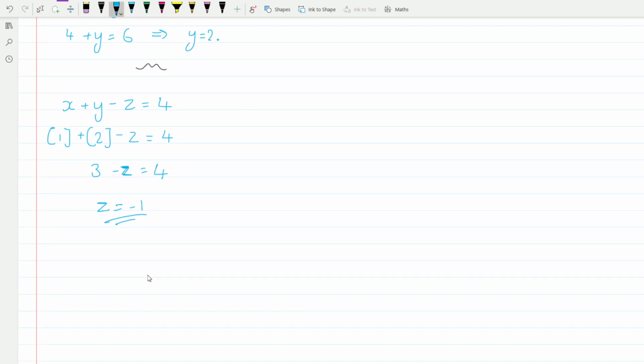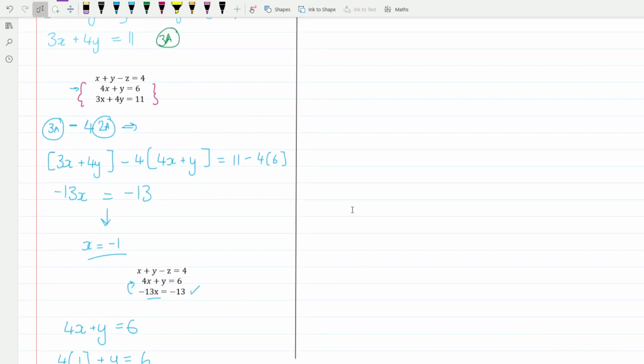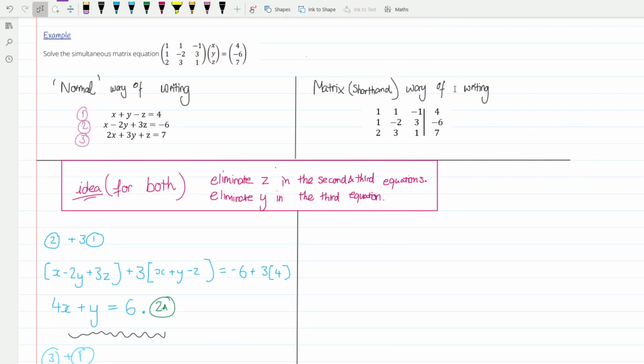So then I have the solutions. X, y, z should be equal to 1, 2, and minus 1. Cool. Now, if I do something similar, but write it with this shorthand, you might find it's a little bit easier to follow. So let's just try that quick.